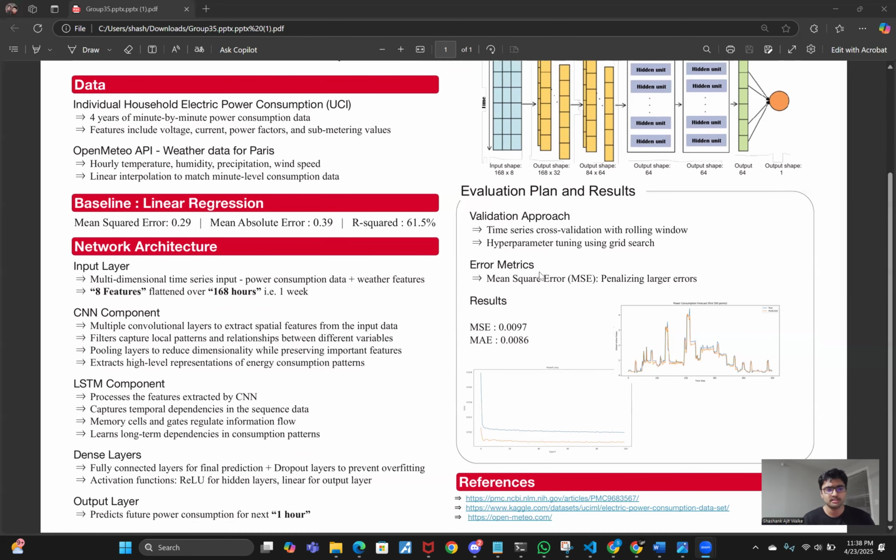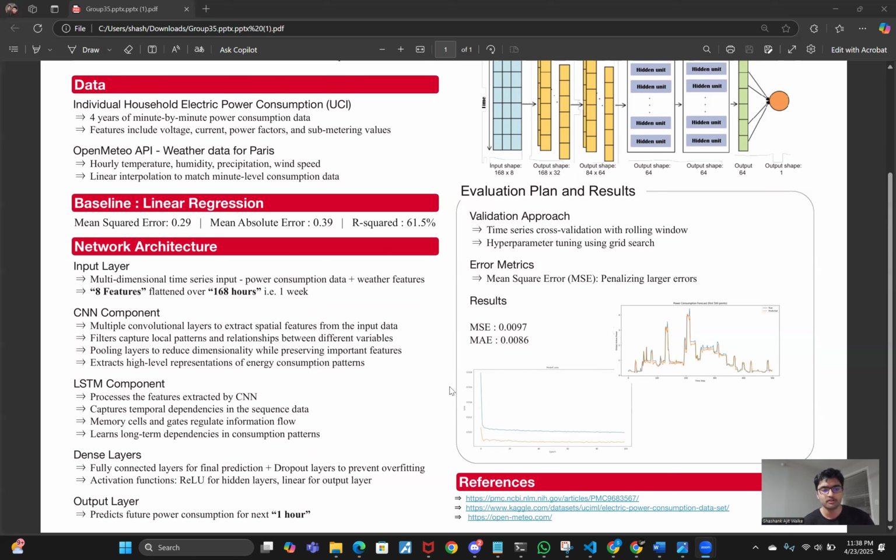The second layer is our CNN component. We chose to use CNN because CNN layers are known to extract spatial features from the input data, and they also capture the local patterns and relationships between different features. We also used pooling layers to reduce the dimensionality while preserving important features.